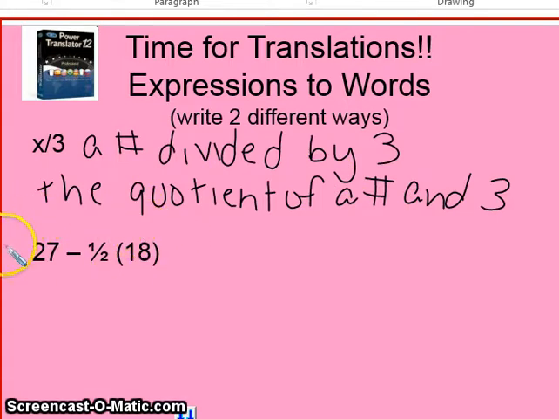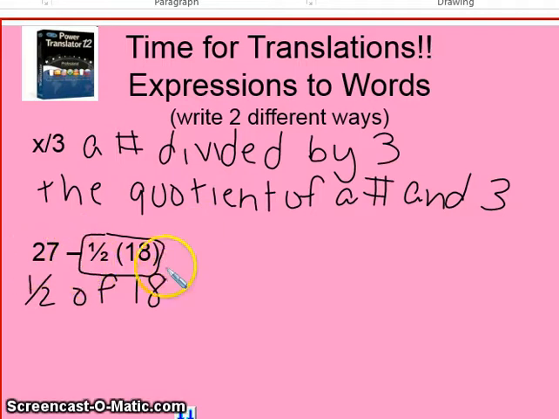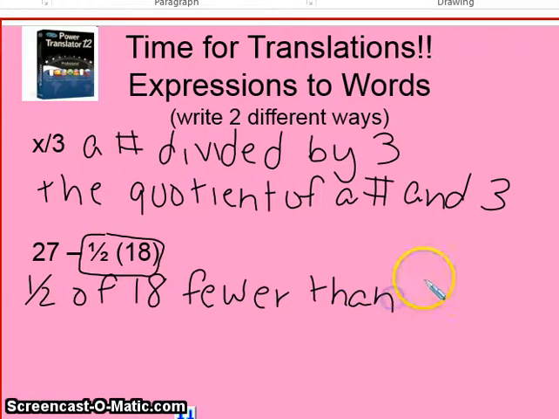Now here, we don't have any variables, but that's okay. We do, however, have 2 different operations. We have multiplication here, and we also have subtraction here. So we want to write this 2 different ways. Now, one way we could write it is we could start with this end first. So I could say half of 18. That signifies our multiplication right here. And then since I'm subtracting it from 27, I could say fewer than or less than 27.